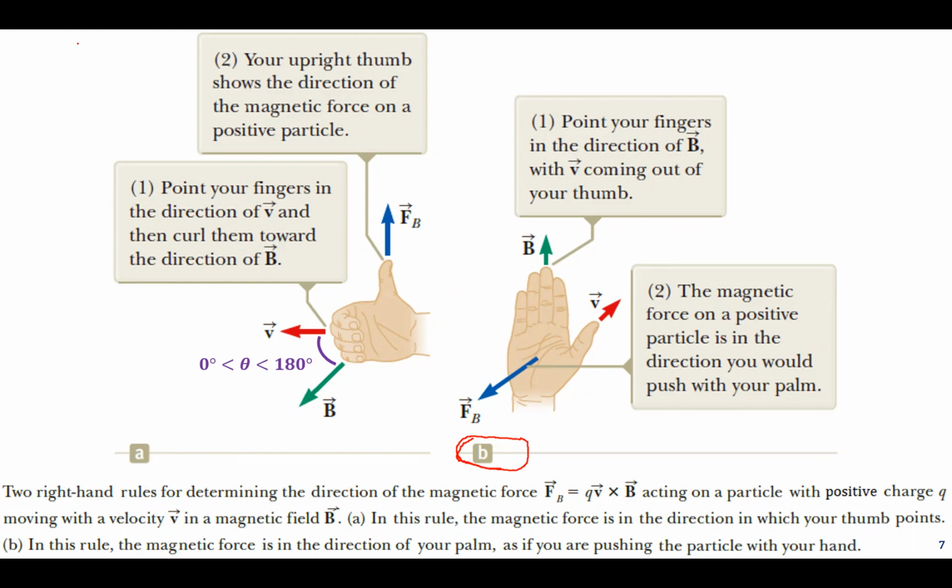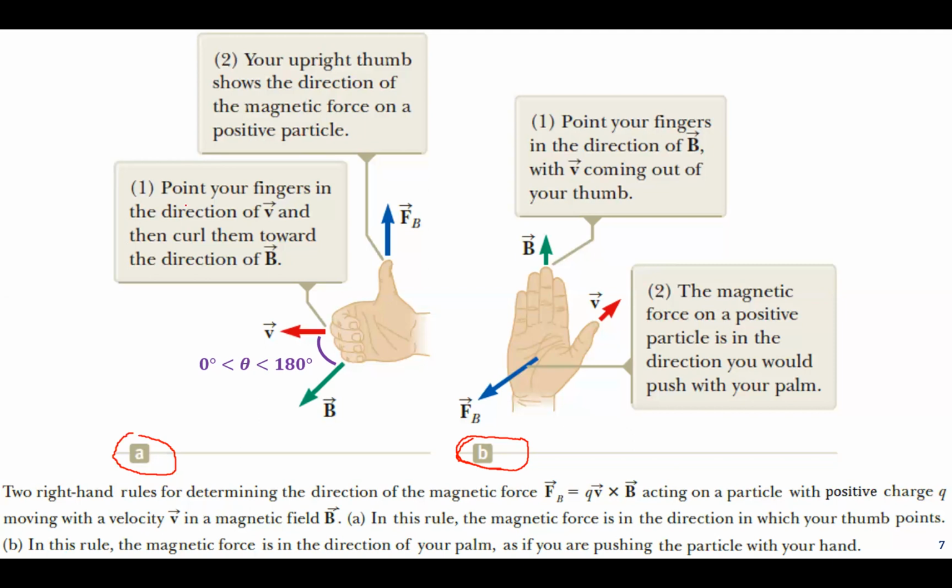Well, the second method is also applicable, which is shown here in figure A. So you can choose either one you like. The second type of right-hand rule states that if you point your fingers in the direction of the velocity v and then curl them toward the direction of the magnetic field B, then your upright thumb shows the direction of the magnetic force on the positive particle, right?